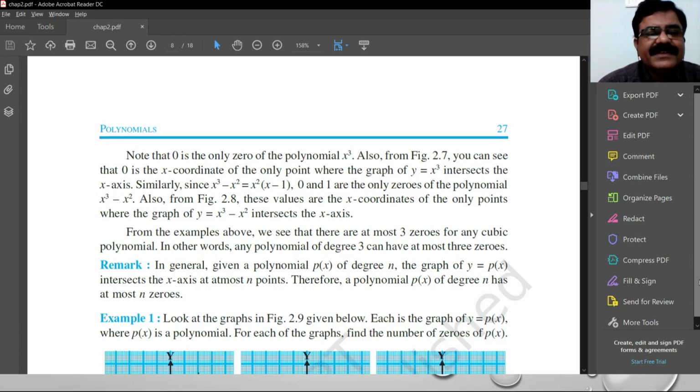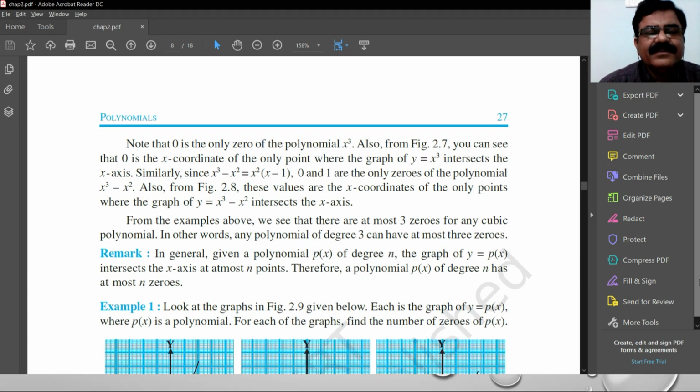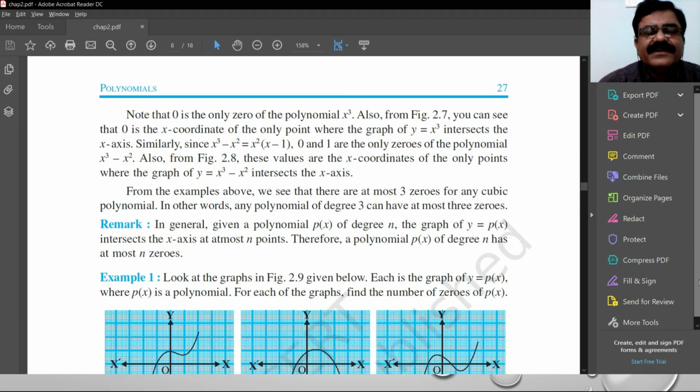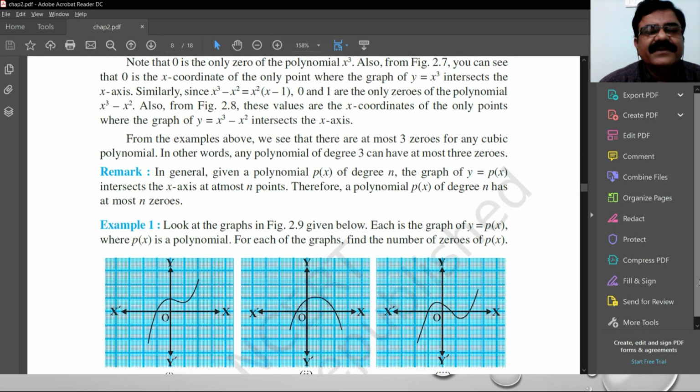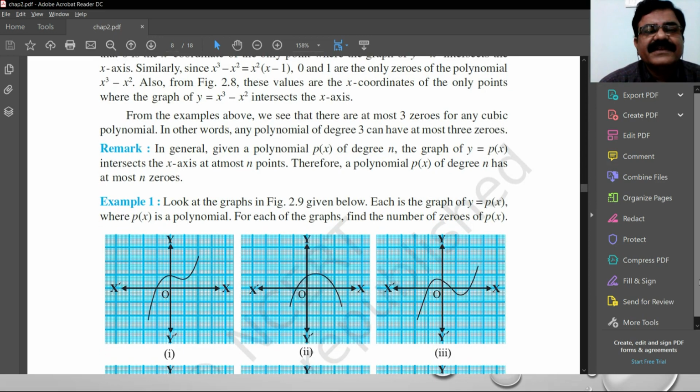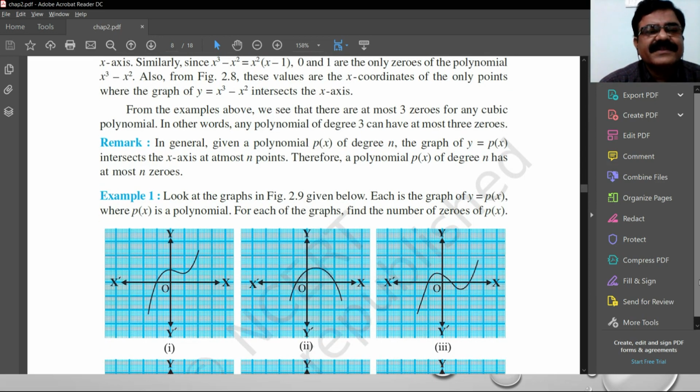Similarly, since x cube minus x square can be factorized as x square into x minus 1, 0 and 1 are the only zeros of the polynomial x cube minus x square. Also from figure 2.8, these values are the x coordinates of the only points where the graph of y equals x cube minus x square intersects the x-axis.